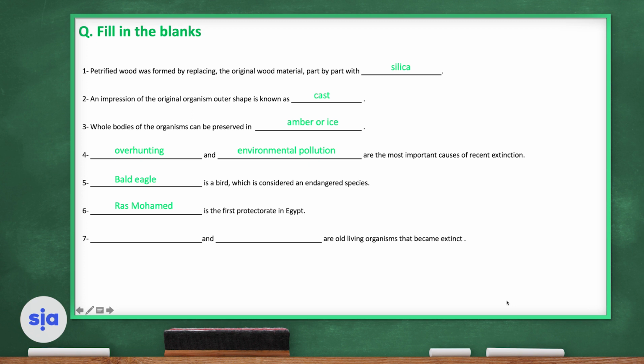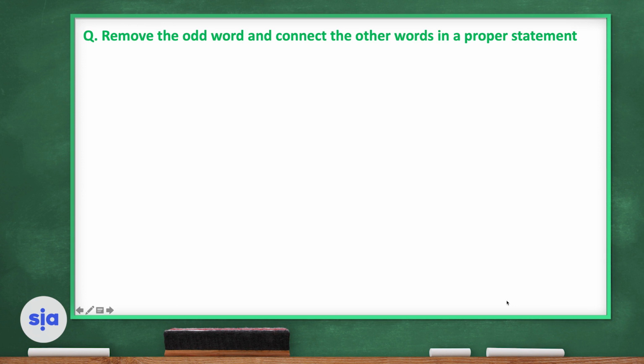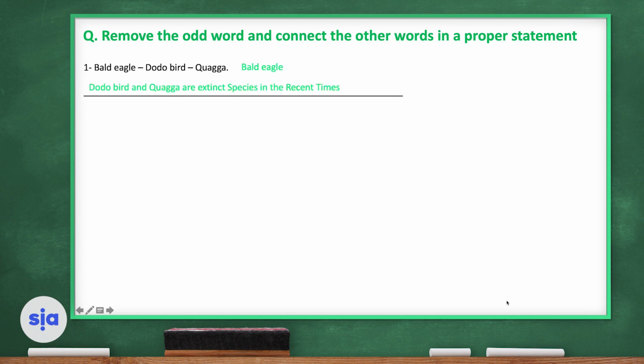What and what are old living organisms that became extinct? They do not exist anymore. They are old living organisms. So dinosaurs and mammoth. Now can you remove the odd word and then connect the other words to form a proper statement or a proper sentence? Here is bald eagle, dodo bird, quagga. What do you think? Which is odd? Yes, the bald eagle, because dodo bird and quagga are extinct species in recent time. They do not exist anymore.